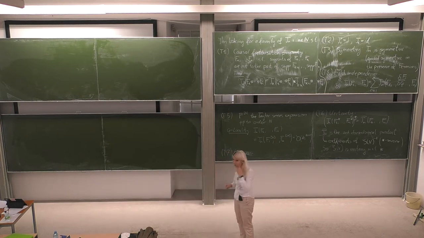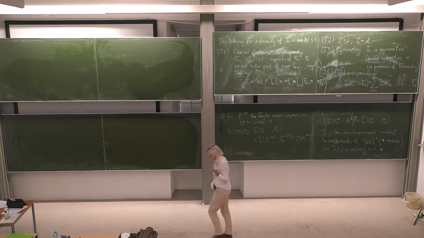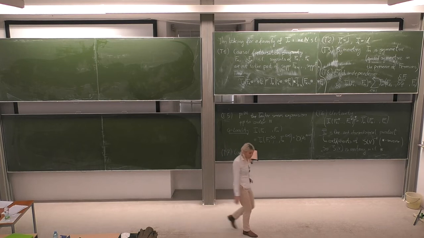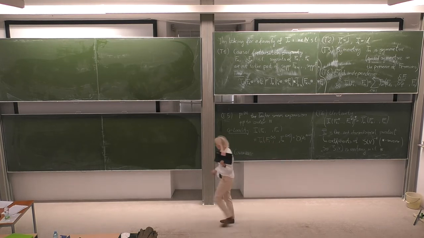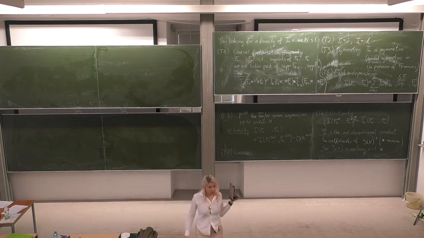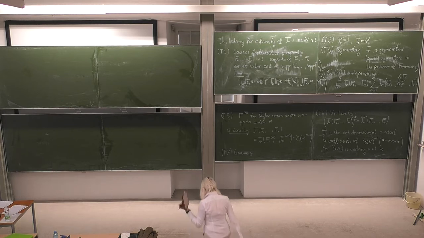Well, these are maps of formal power series. Not really, but in the non-perturbative setting, I definitely would. Yes, the Tn is not identity. The Tn is given by the formula I erased before I wrote this. Yes, so all these things are satisfied for the explicit formula I gave at the beginning. That's correct, yes. So so far, so good.